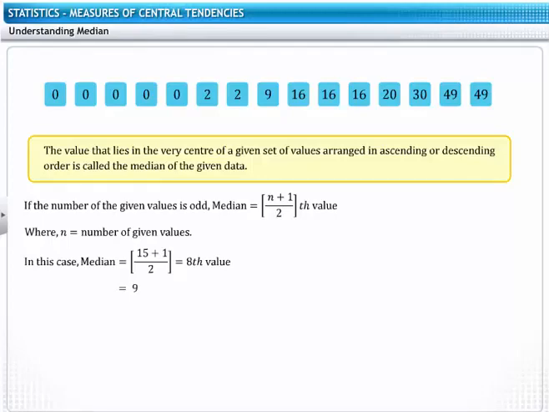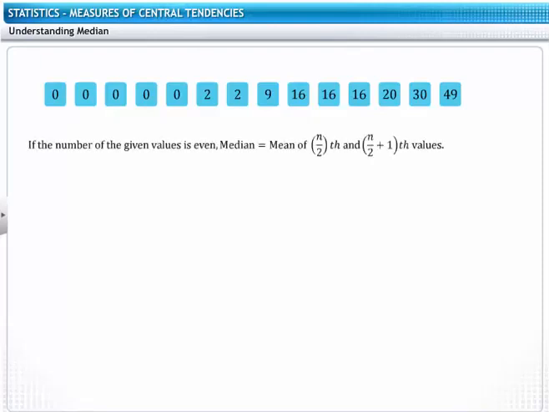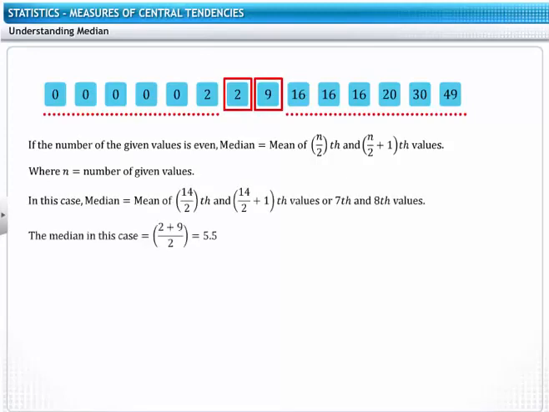Now suppose we were considering Mr. Pinch Hitter's scores of only 14 innings. Let us see if the median remains the same. We see that there is no middle value here. How do we find the median in this case? If the number of the given values is even, as in this case 14, the median is the mean of the two middlemost values, which is given by the formula shown here. By the formula, the median of this group of values is the mean of the numbers at the 7th and 8th position, 5.5.